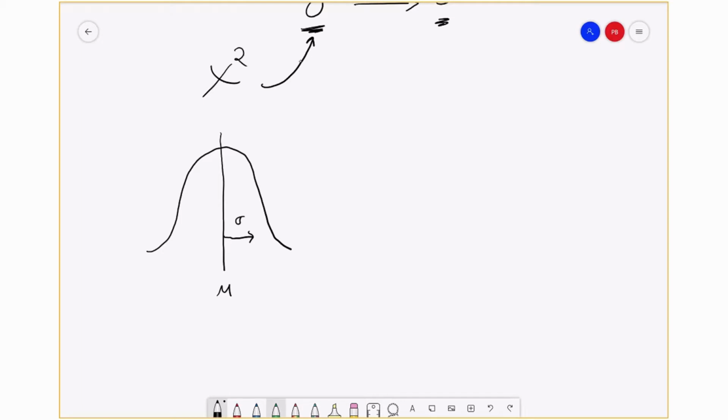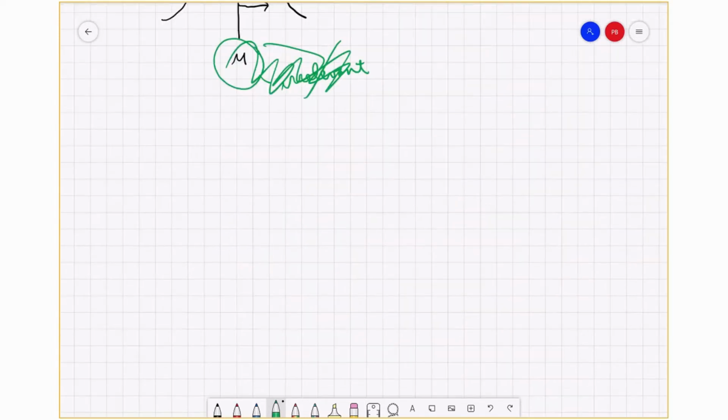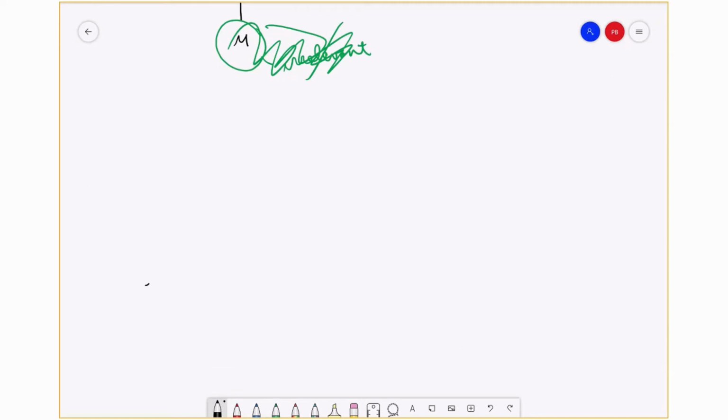Now, as it turns out, mu is irrelevant. Our goal is to estimate this thing, either sigma or sigma squared. So you can just ignore mu in any of these calculations. This is what we're going to focus on. So if we think about our underlying population being normally distributed, with some mu that doesn't really matter and some value sigma that we're trying to estimate.